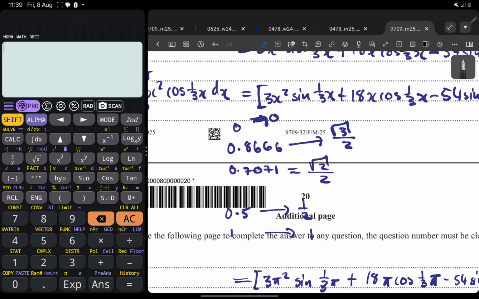Root 2 over 2 is the 0.7071. It is sometimes also written as 1 over root 2. Root 2 over 2 is also 1 over root 2. It's the same thing. 0.86 is just root 3 over 2. We always put root 2.